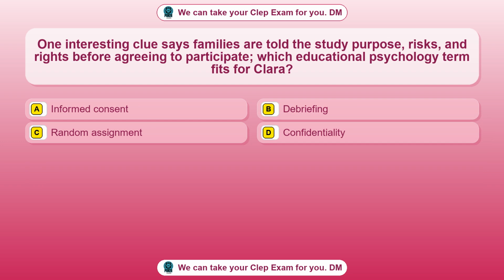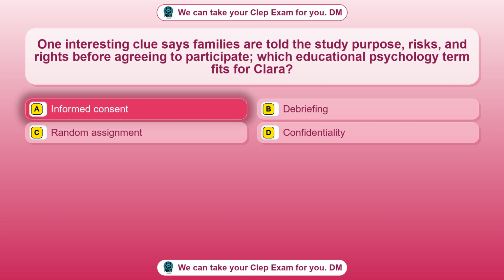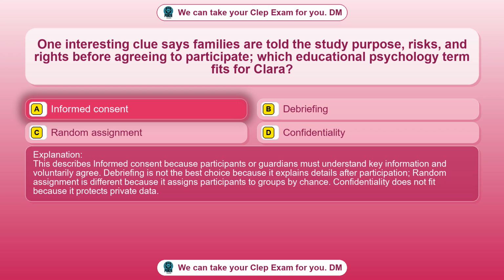Question 100. One interesting clue says families are told the study purpose, risks, and rights before agreeing to participate. Which educational psychology term fits for Clara? Option A, informed consent. Option B, debriefing. Option C, random assignment. Option D, confidentiality. The correct answer is option A, informed consent. This describes informed consent because participants or guardians must understand key information and voluntarily agree.